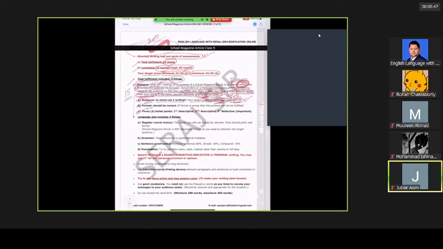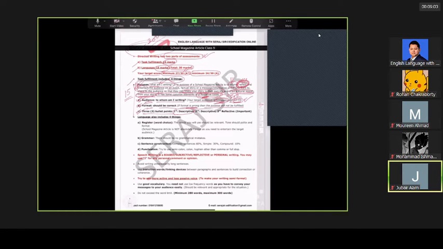Next, the format should be correct. I always told you, if the format is wrong, then the purpose will not be fulfilled. Now, three bullet points. You know that in every directed writing question there must be three bullet points. The first bullet point will always be descriptive, the second bullet point will always be descriptive, and the third bullet point will always be reflective, and the third bullet point is the most important one.